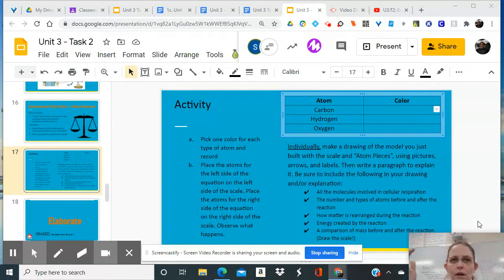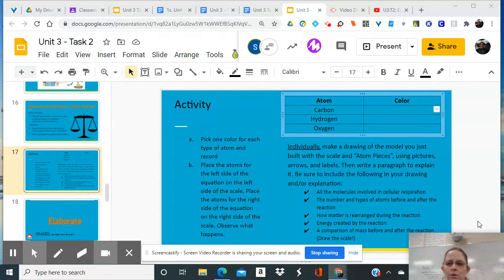So what's in your explanation needs also to be in your model, okay? So all the models involved need to be in there. The number and types of atoms before and after the reaction need to be in there. How the matter is rearranged during the reaction should be in there. How energy is released by the reaction, the ATP energy, that should be in there somewhere. And then a comparison of mass, okay, just knowing that it's balanced is good for me, okay?